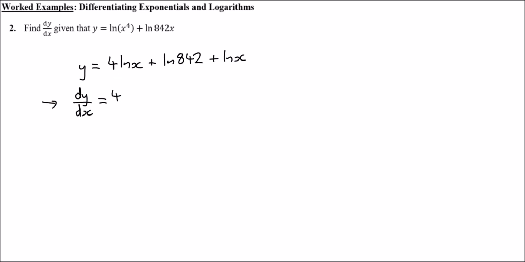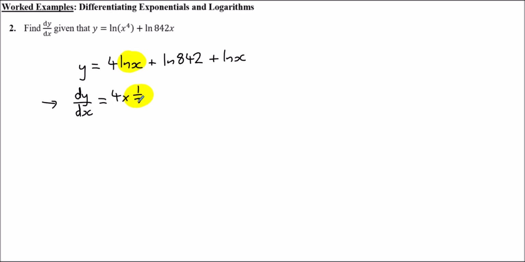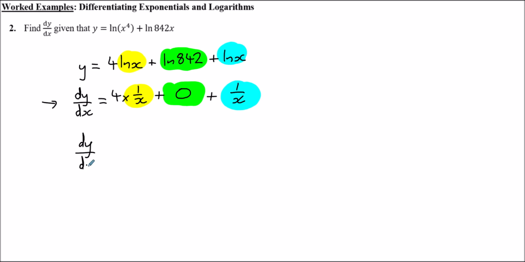So now if we differentiate each term individually, 4 is a constant, ln of x will differentiate to 1 over x, so we have 4 times 1 over x. ln of 842, that's just a constant, so that's going to give us nothing. And ln of x differentiates to 1 over x. So if we add together and simplify, we've got 4 lots of 1 over x plus an extra lot of 1 over x, therefore dy by dx is 5 over x.